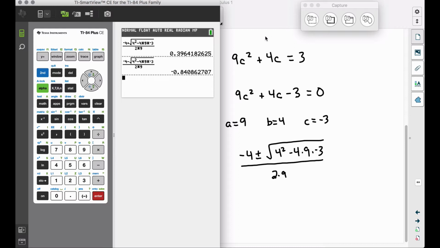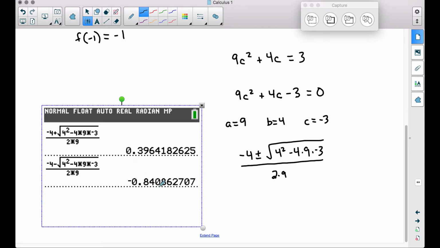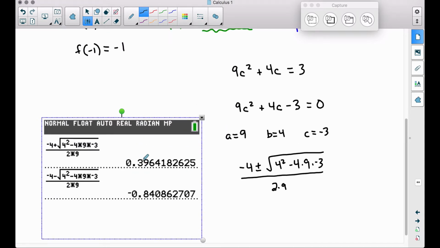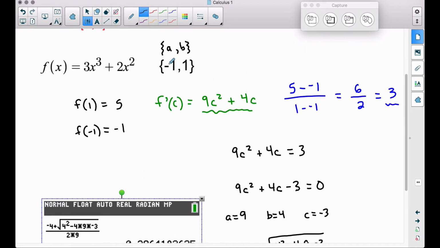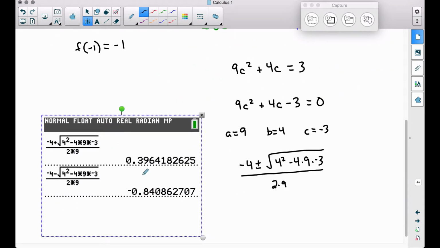Now, do we want to use both of these values? And the answer is yes. The reason why we want to use both of these values is because both of those values fall between -1 and 1. So we're looking somewhere roughly around 0.4 for one of our x values, and somewhere roughly around -0.8. And these are our two c values.